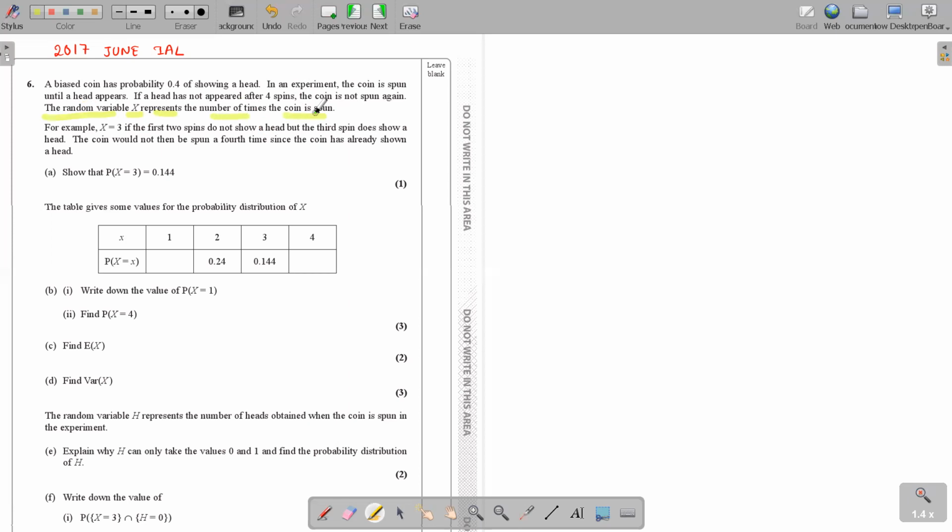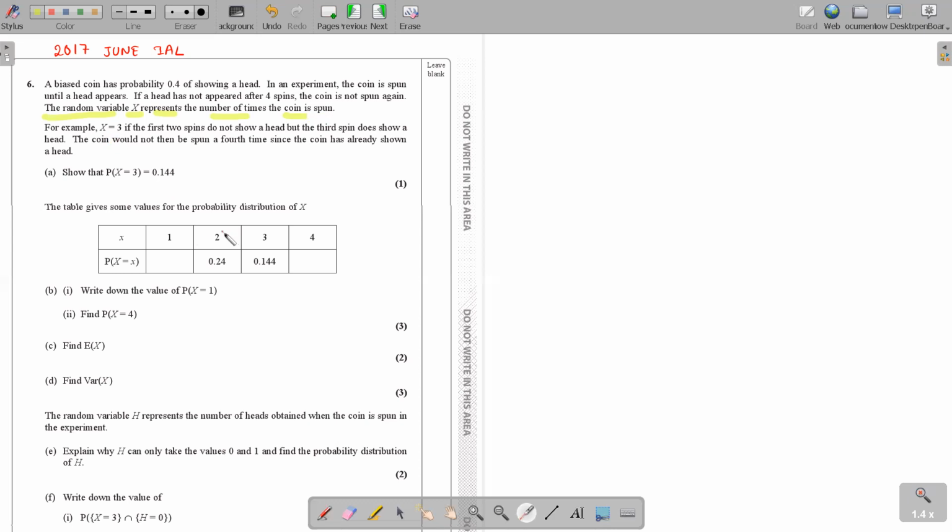They are asking, for example, X equal 3. So what does X equal 3 mean? X equal 3 means you have spun the coin 3 times. How do you spin it 3 times? First you get tails, again tails, and the third time you get a head. That's how you get X equal 3.